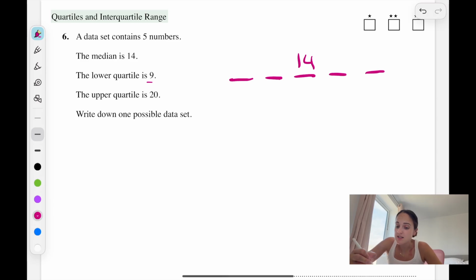Now in this case, because there's 5 numbers, the lower quartile is going to be this one and the upper quartile is going to be this one. So one possible data set, we just have to have 2 numbers. One has to be less than 9 and one has to be greater than 20. So we could have 1 and 21, that works. It doesn't actually matter what these 2 numbers are, as long as this one is less than 9 and this one is greater than 20.